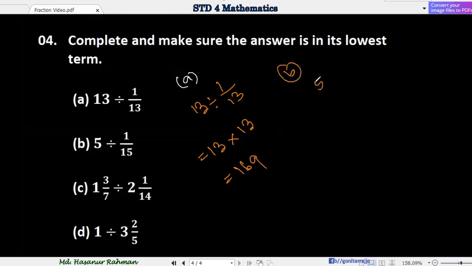Number B, 5 divided by 1 by 15. So here 5 multiplied by the reciprocal of 1 by 15, which is 15. So 5 multiplied by 15, that should be 75.